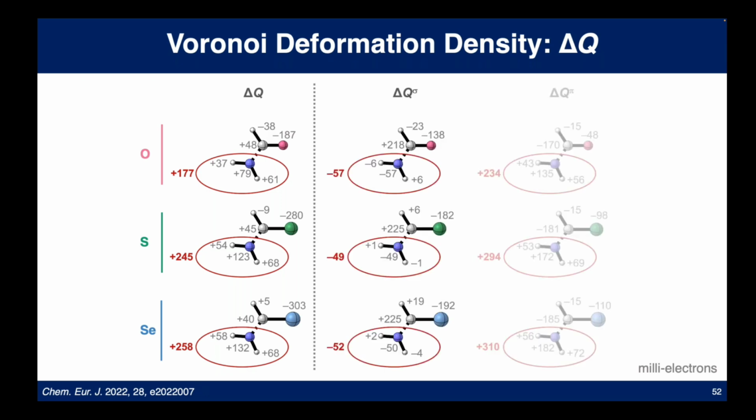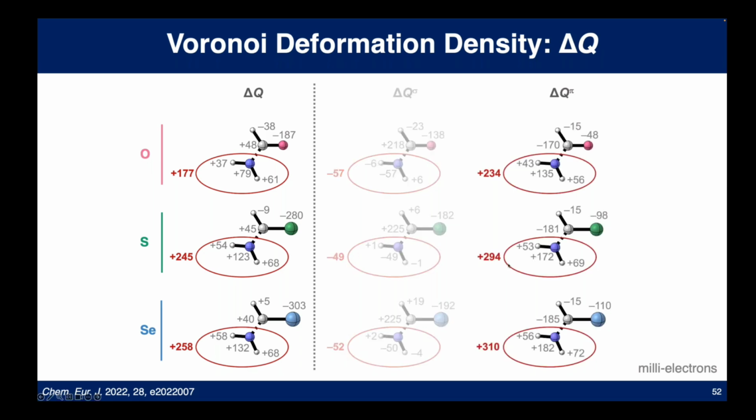This method allows us to see where it's located. So you can have a decomposition in the sigma and in the pi. And what we see here is that in the sigma system, there's not much difference. And in the pi system, we see that going from oxygen to sulfur to selenium, the NH2 group becomes more positive in the pi system. So we have to focus on the pi system to reveal the reason why these hydrogen bonds are better for selenium.